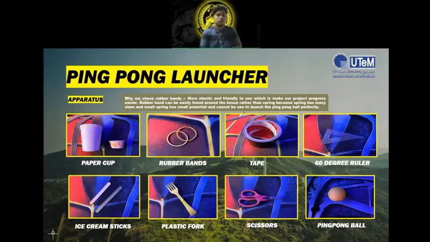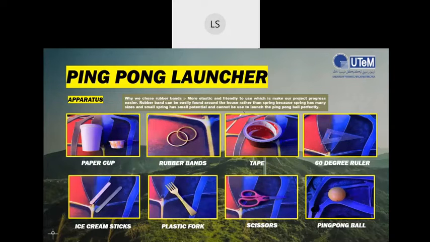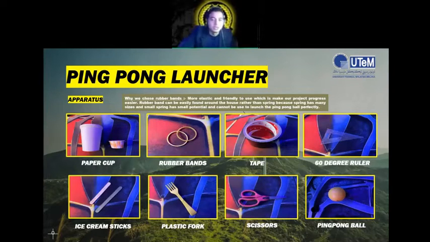Okay, thank you, Lukman. And I will present about the ping pong launcher apparatus. My name is Muhammad Syahid Amir. For apparatus, we use paper cup, rubber bands, tape, 60-degree ruler, ice cream sticks, plastic fork, scissors, and ping pong ball.